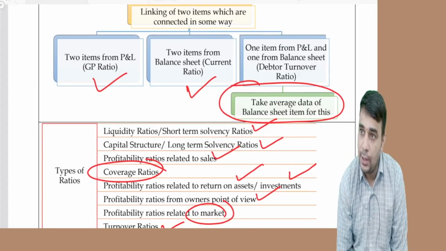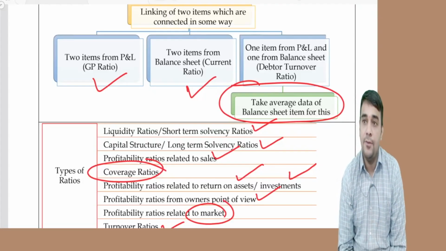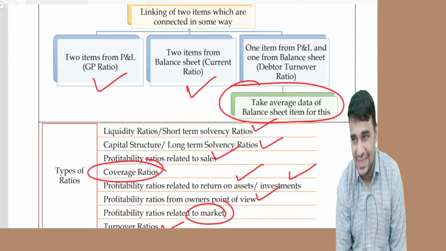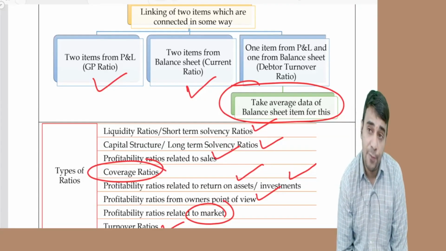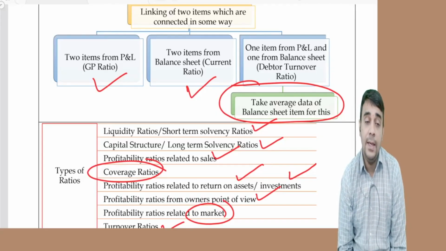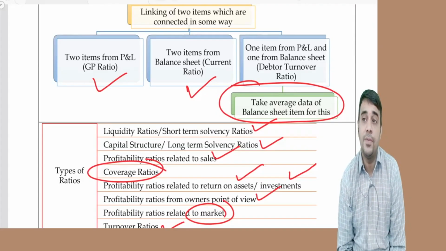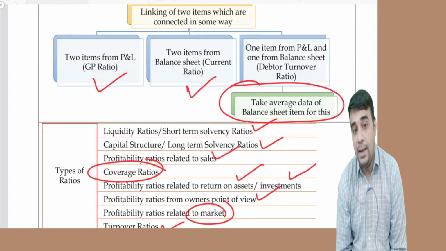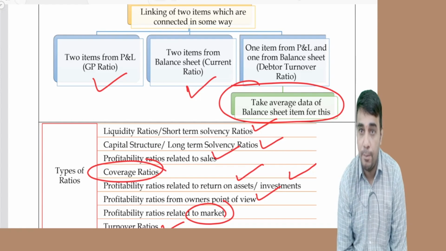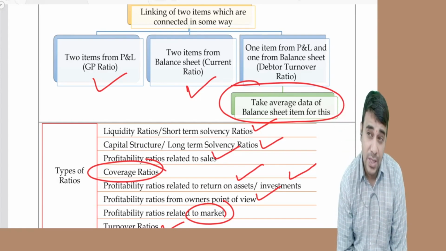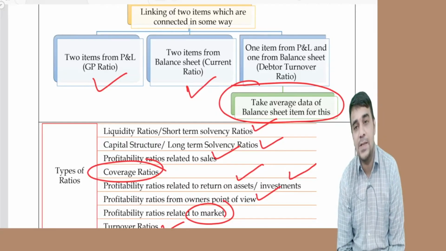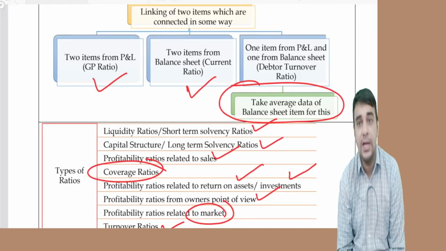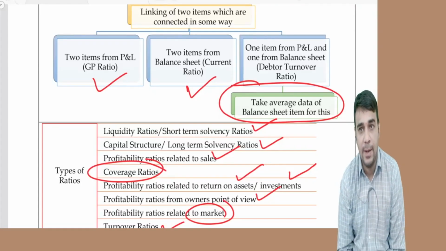Then we saw ratios related to market, where we learnt certain ratio. One is called price earning multiple. What's the formula? MPS by EPS. Earning yield formula, EPS by MPS. Dividend yield formula, DPS by MPS. MV to book value formula, market value by book value per share. How is book value per share calculated? Share capital plus reserves and surplus minus the fictitious asset divided by number of equity share.